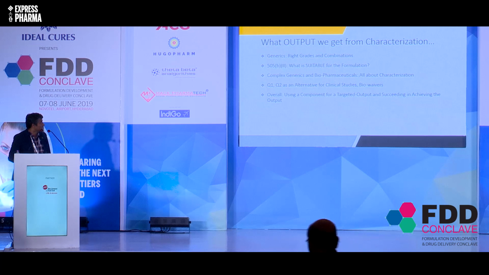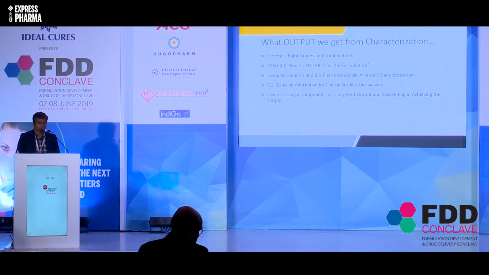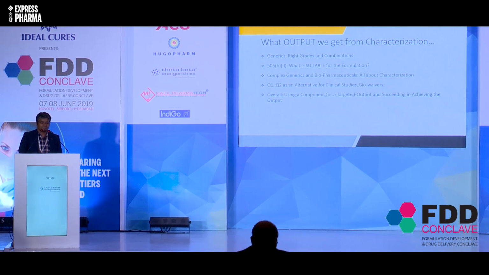What output do we get from characterization? Generics, right grades and combinations, 505(b)(2) formulations, what is suitable for the formulation, complex generics and bioformulations, all about characterizations. Q1, Q2 as an alternative for clinical studies and biowaivers. Overall, using a component for a targeted output and succeeding in achieving the output.